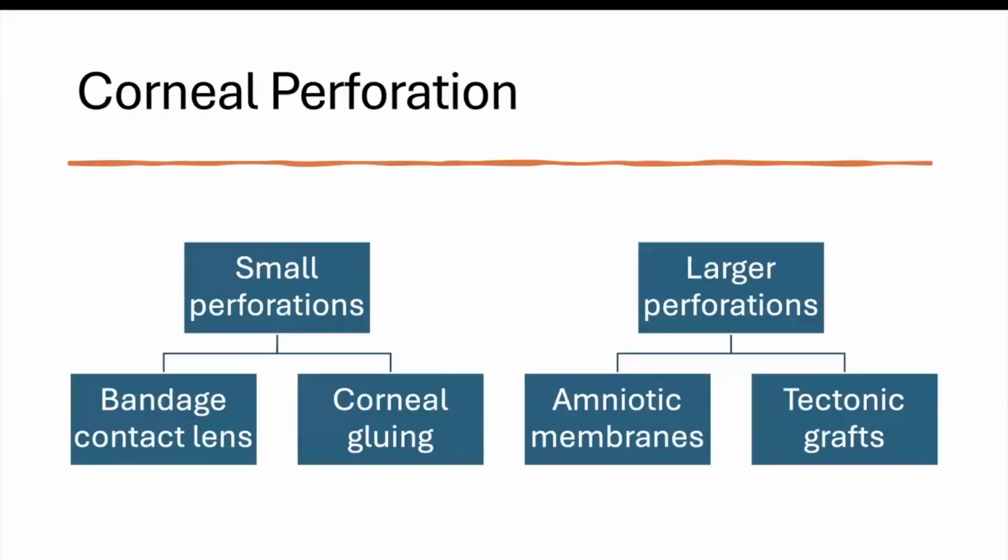So you've got the small perforations, less than about 2 millimeters, and then the larger ones. For your small perforations, you can even just consider putting a bandage contact lens on. And I've seen that being done quite successfully. Or you may want to just put some corneal glue on to plug that hole. With the larger perforations, these are patients who may require amniotic membranes or potentially even tectonic grafts as an emergency, if they're completely in a corneal melt or they've got too much of their cornea missing.